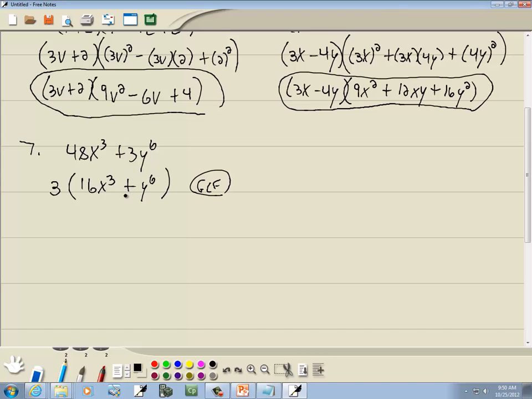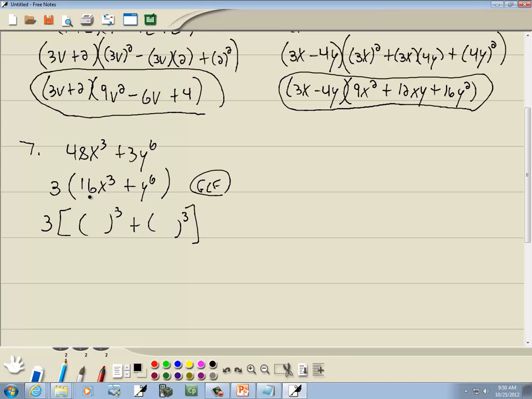So last one, method 7. Two terms with a plus between them. That fits. So we're going to try to write this as something to the third power plus something else to the third power. Did I factor that out right? Doesn't work, does it? There's nothing times itself three times that gives you 16.